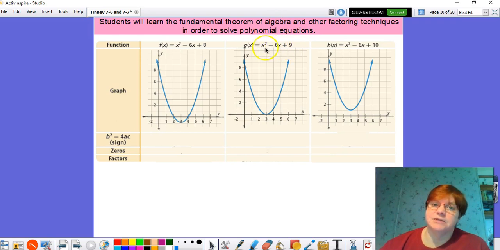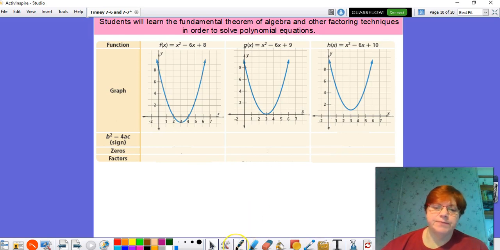We factor this, it's going to be x minus 3 and x minus 3, so that's going to be a double root. Here when we graph x squared minus 6x plus 10, notice all we did each time was add 1. And it just moved the graph up 1 unit. And now we have no real numbers. But what I'd like to do is show you how the quadratic formula comes into play here.